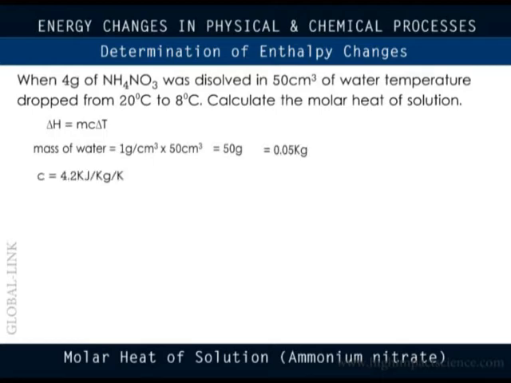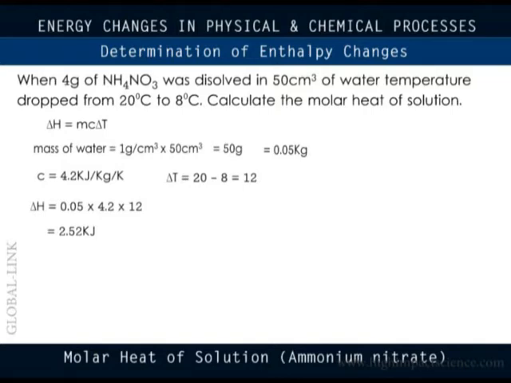Specific heat capacity is equal to 4.2 kilojoules per kilogram per Kelvin. Change in temperature is equal to 20 minus 8, which is 12. Enthalpy change is equal to 0.05 times 4.2 times 12. That gives us 2.52 kilojoules. It's an endothermic reaction, so it's positive. That is the amount of energy absorbed in the reaction.